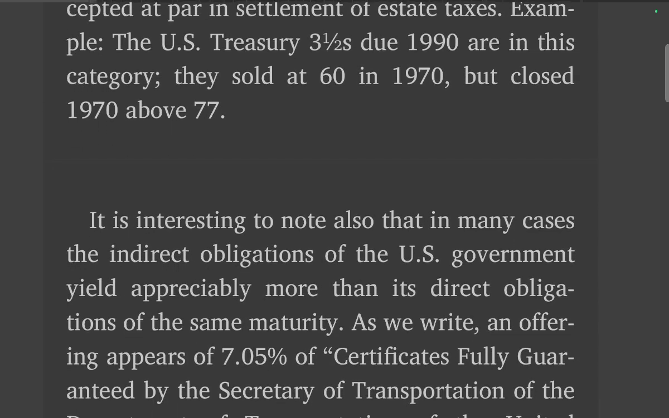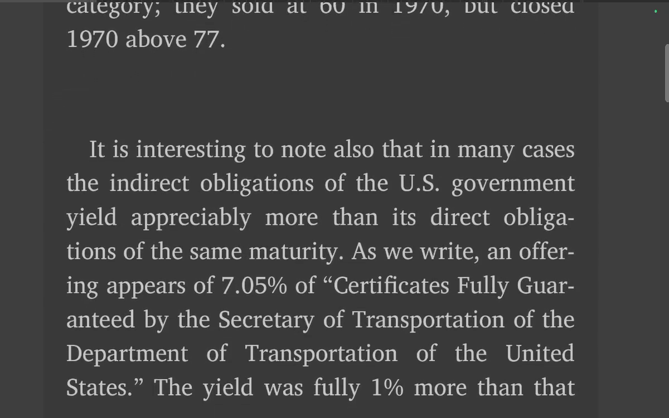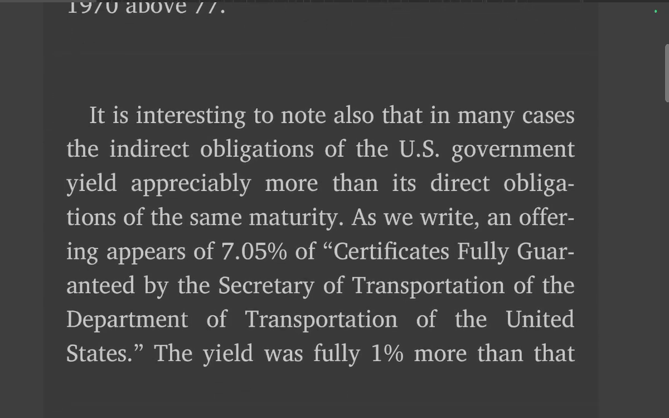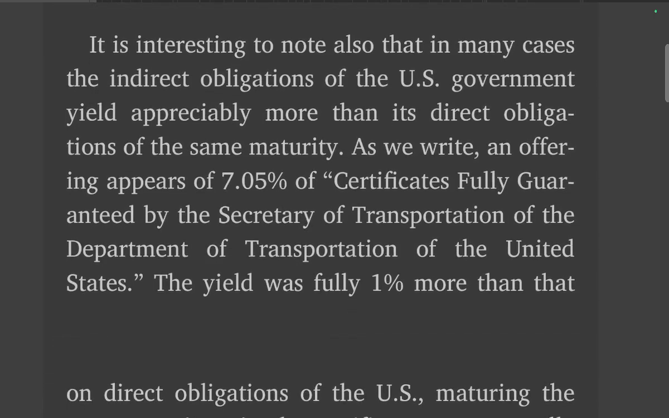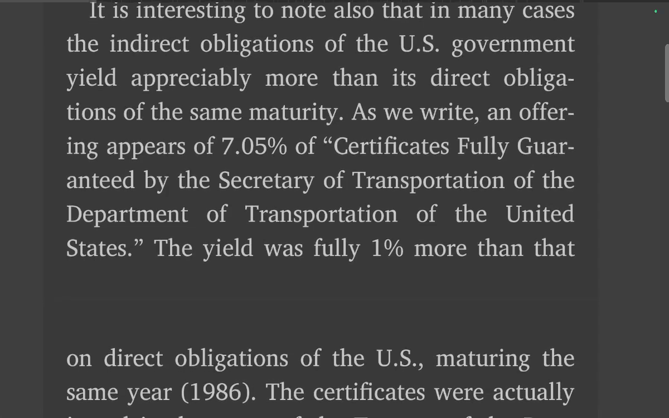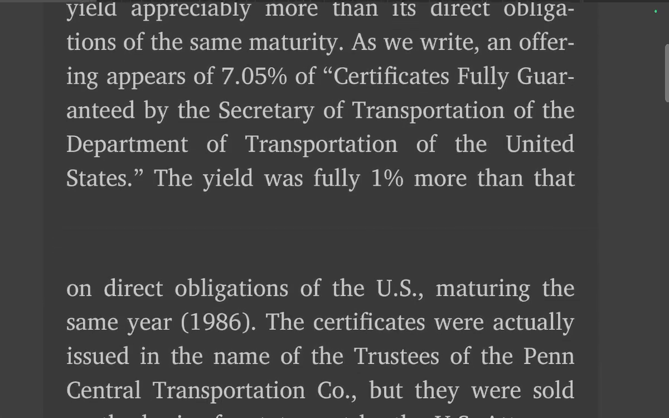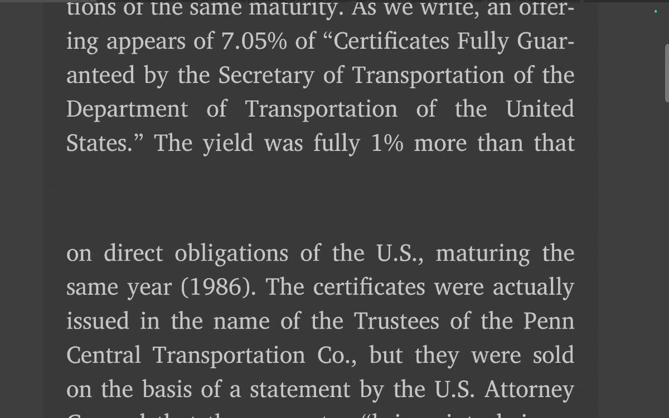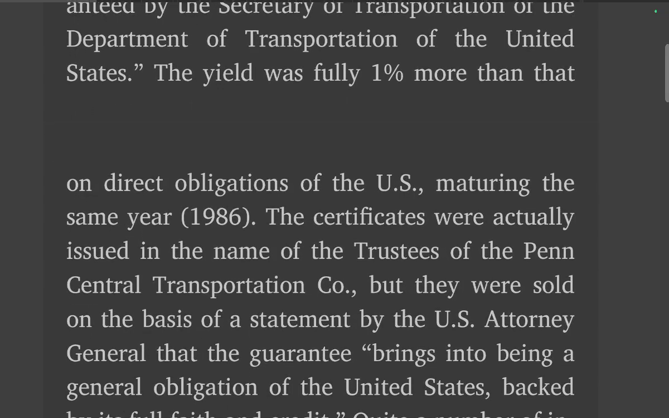It is interesting to note also that in many cases the indirect obligations of the US government yield appreciably more than the direct obligations of the same maturity. As we write, an offering appears of 7.05% certificates fully guaranteed by the Secretary of Transportation of the Department of Transportation of the United States. The yield was fully 1% more than the direct obligations of the US of the same maturity, in the year 1986.